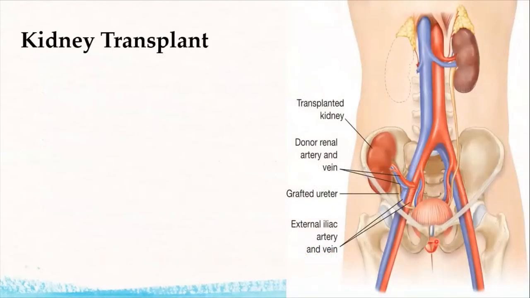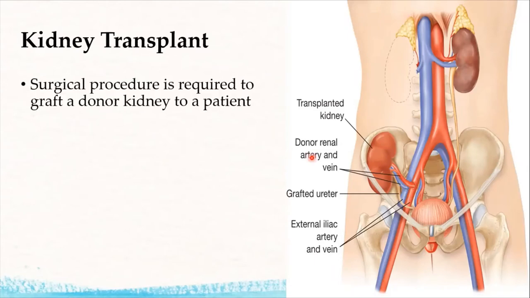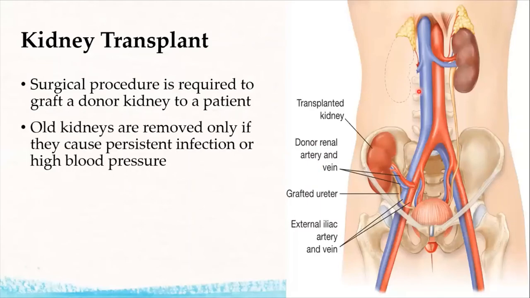So this is how the kidney is transplanted, and here you can see the kidney is transplanted to a new location, not the exact original location. It is transplanted near the bladder. Basically a surgical process is required to graft a donor kidney to a patient, and the original kidneys are removed only if they cause infection or high blood pressure in the patient. Sometimes both kidneys are removed because both become nonfunctional in chronic renal failure.